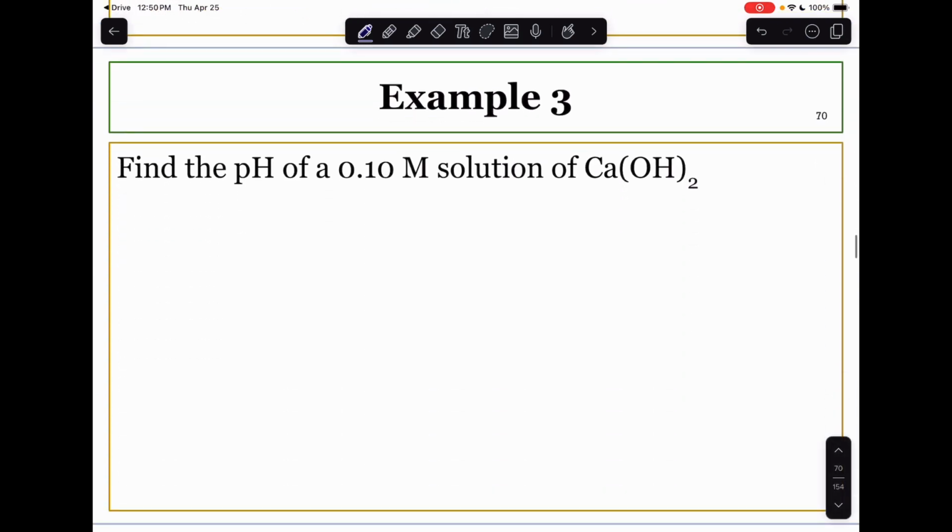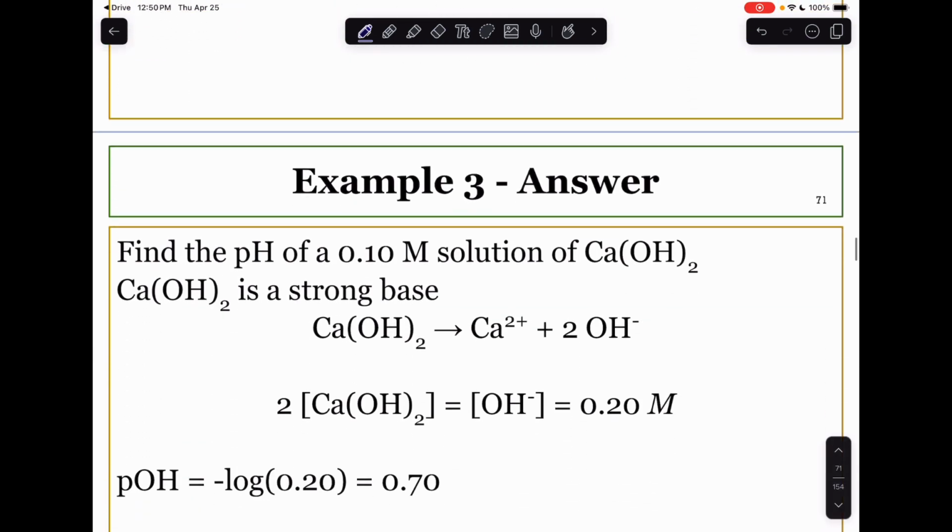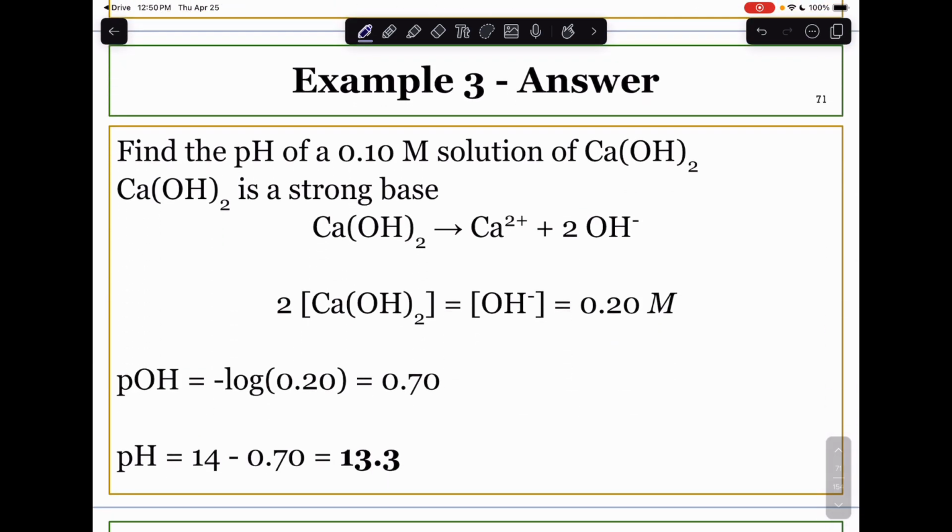All right, now we're going to do one more problem here. Find the pH of a 0.1 molarity solution of calcium hydroxide. Pause to see if you can work this one out. So calcium hydroxide is a strong base, and when it dissociates, we get 2 hydroxides for every 1 calcium hydroxide. I like to use the analogy of an Oreo cookie. This is my Oreo cookie. When I break apart my Oreo cookie, I have 1 cream filling and 2 chocolate cookies. If I were to have 2 Oreo cookies and break them apart, I would end up with 2 cream fillings and 4 chocolate cookies. It's just a ratio of 1 to 1 to 2.